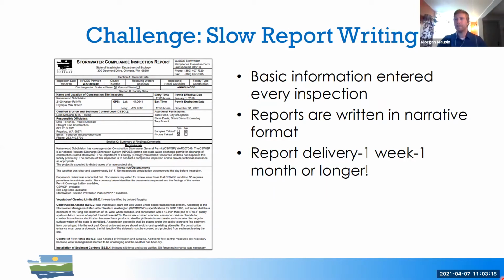The first is generally just slow report writing. On the left is a screenshot of a typical inspection report. The basic information like the permittee's name and the address, latitude and longitude, stuff like that, needed to be entered every single time someone does an inspection, and entered manually into this report.